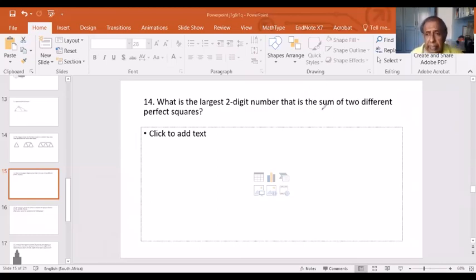So you're going to add perfect squares. Perfect squares are square numbers, like 25. That's a square number, 5 times 5, or 16, it's 4 times 4. All right, so you're going to add 2 perfect squares. So let's write down all the squares that we know: 1, 4, 9, 16, 25, 5 times 5, 6 times 6, 7 times 7, 8 times 8, 9 times 9.